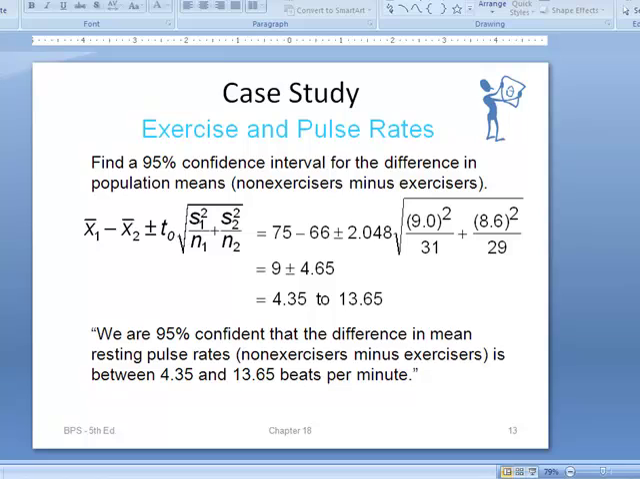Now if we look at that interval, it's an interval between 4 and 13. That interval never contains 0. So it kind of tells us something about the mean resting pulse rates between non-exercisers and exercisers. If the mean of non-exercisers minus exercisers never equals 0, that means that they can never be the same. So we know something from our confidence interval, that more than likely exercisers and non-exercisers won't have the same resting pulse rate.